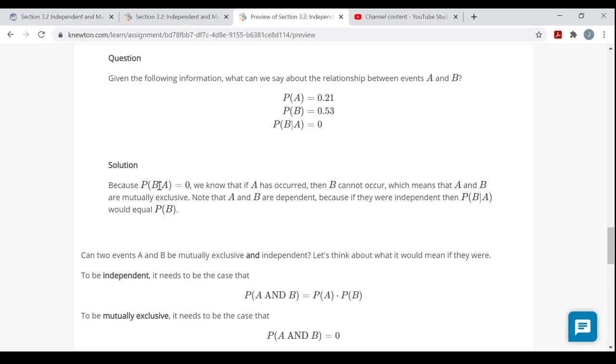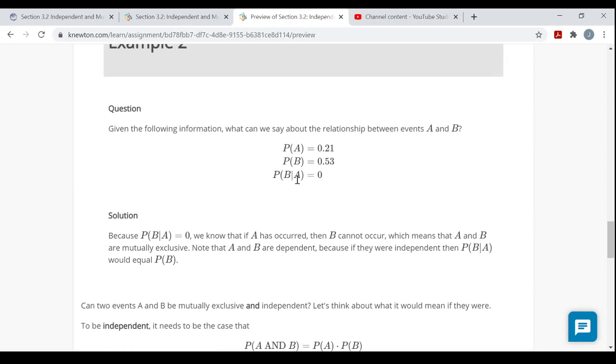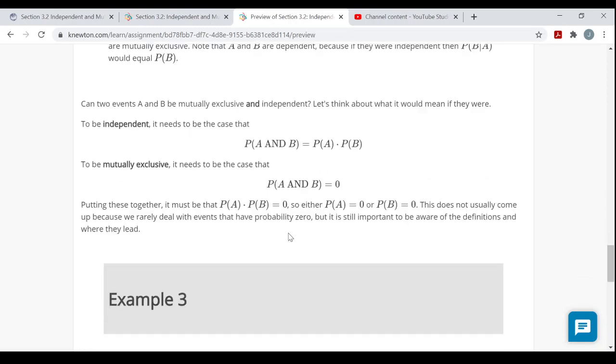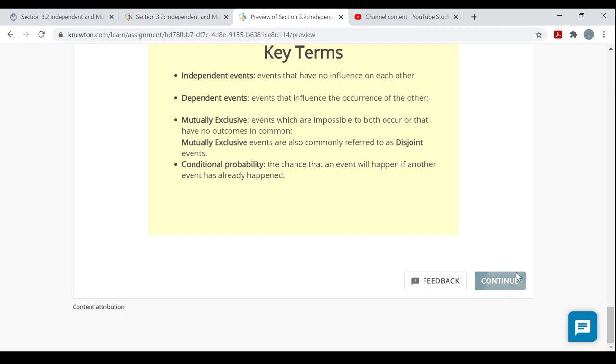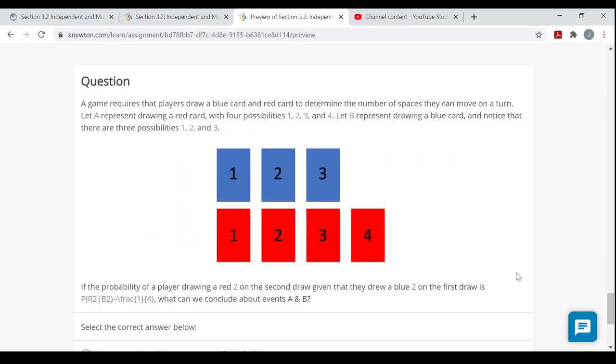Since the probability of B given A is 0, we know that A has occurred and B cannot occur, which means A and B are mutually exclusive. Note that A and B are dependent. Because remember, if they were independent, the probability of B given A would be the same as the probability of B. It would be 0.53. But it's not 0.53, so they're dependent. All right, so we can say a lot given conditional information. You can read through example 3. I'll go through some problems.